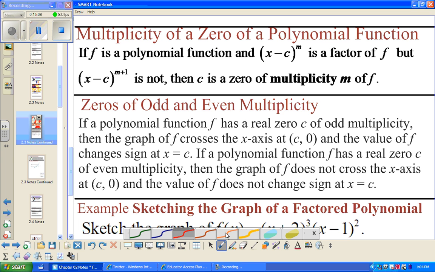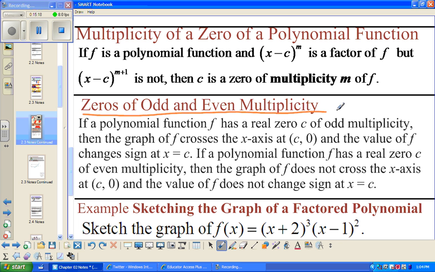What this next statement is saying right here is basically if in a polynomial function, it has a real zero c of odd multiplicity, so if it has x minus c as a factor an odd number of times, then the function will cross the x-axis at that zero. So if, let's say, this was where c was, and it just factored out one time, you would cross the x-axis at that spot.